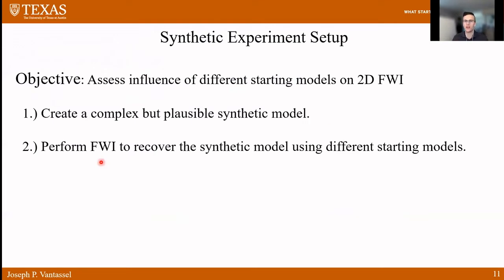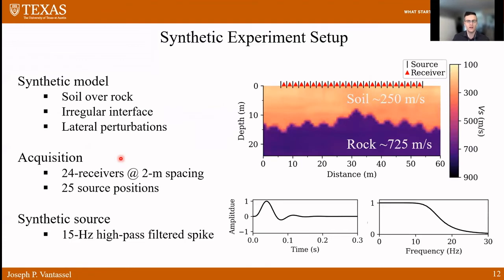So let's start with the synthetic experimental setup. What did we do in this study? The objective, of course, is to look at different starting models on 2D full waveform inversion. To assess that, we started by first creating a complex but plausible synthetic model representative of the soil over rock classic geotechnical problem. Then we performed full waveform inversion using different starting models to see what their effect was on the inverted model. And so here's the synthetic model that we selected.